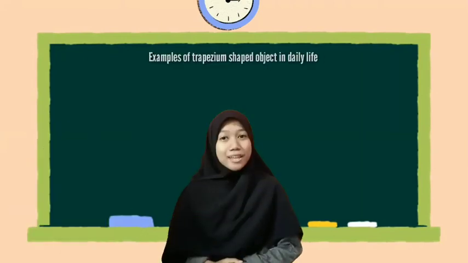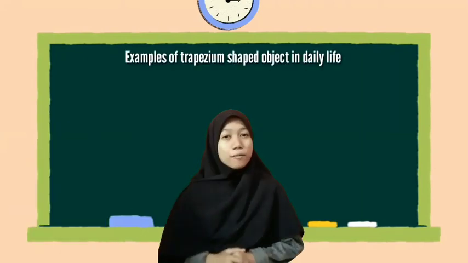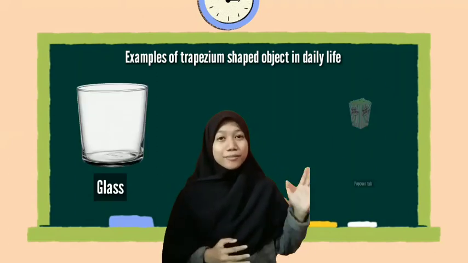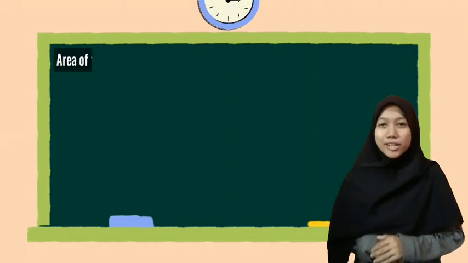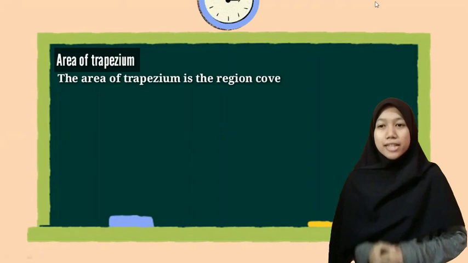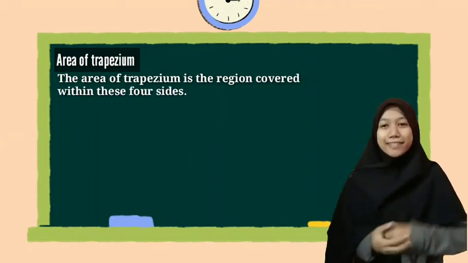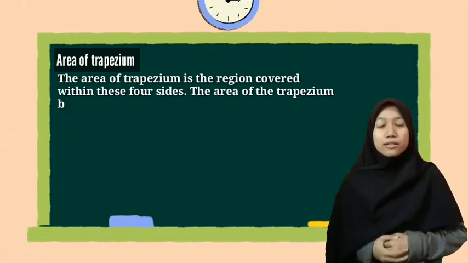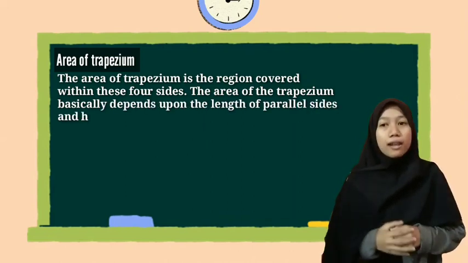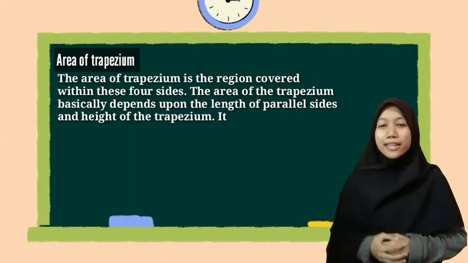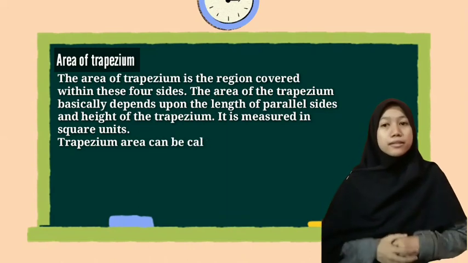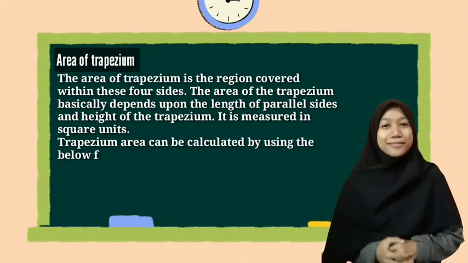Examples of trapezium-shaped objects in daily life: a glass and a faucet tap. Area of trapezium. The area of a trapezium is the region covered within its four sides. The area of the trapezium depends upon the length of the parallel sides and the height of the trapezium. It is measured in square units.